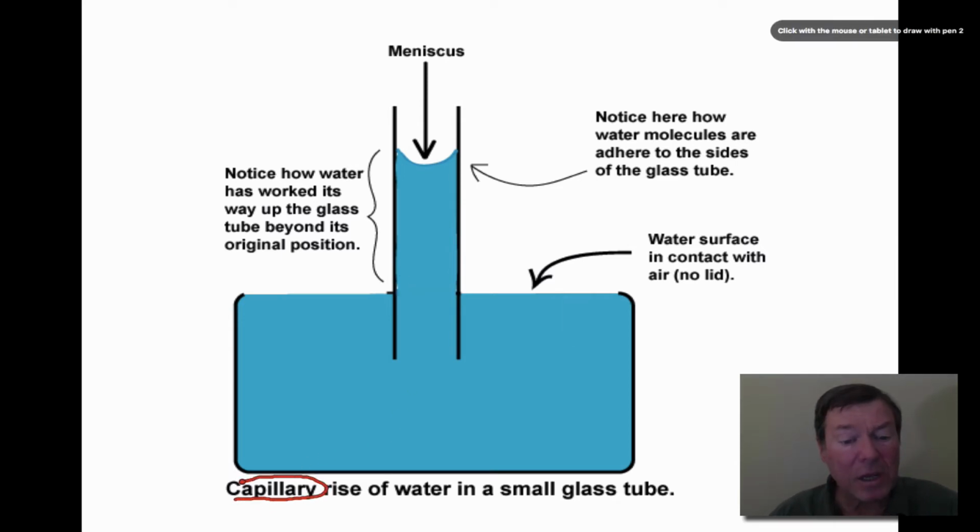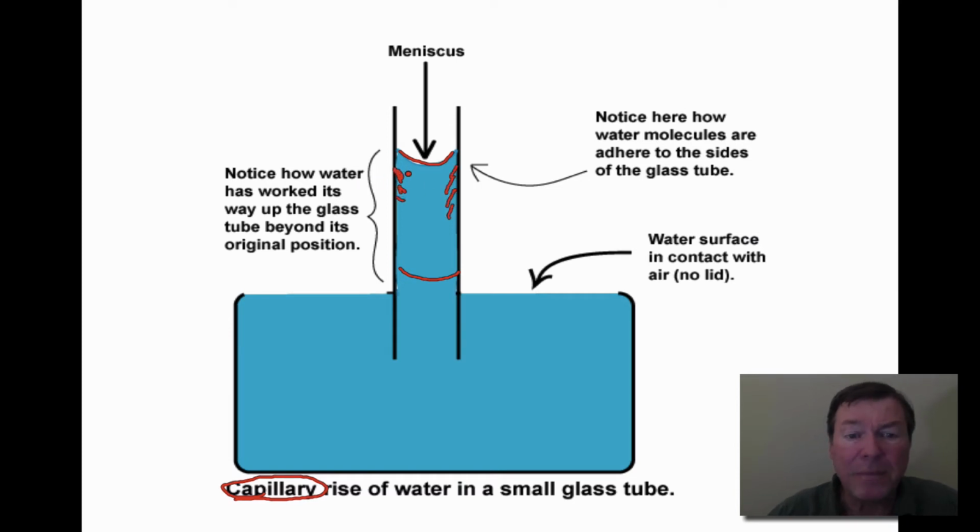Capillary action is the rise of a liquid inside of a small tube. The smaller the tube, the farther up it goes. So if you have a big McDonald's straw, it might only climb up this far. Whereas if you have a really, really thin straw, it would climb up here. But you can see where this is supposed to be. Notice where the molecules attach to the side of the glass. They're attached to the side of the glass.